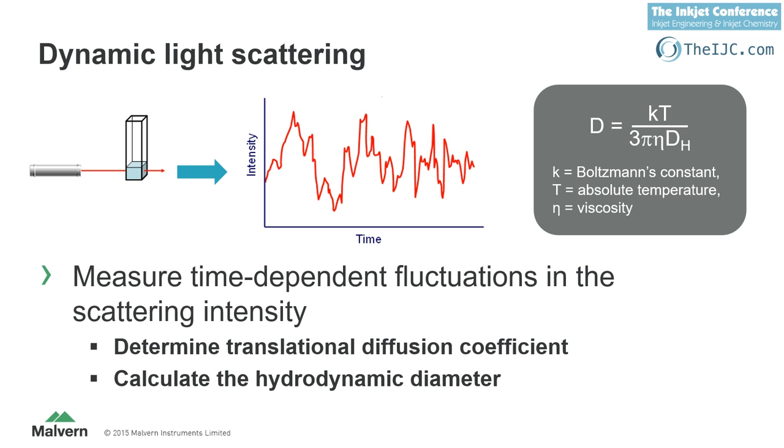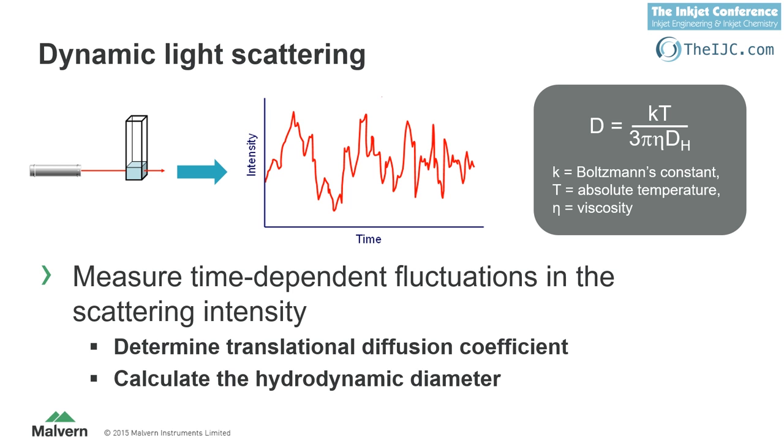How we go about doing that gets a little bit more complicated. So again, we're illuminating a cuvette with a suspension of particles in it. What we measure is the intensity of scattered light at a particular angle, and we look at how that intensity fluctuates with time. So the time-dependent fluctuations in the intensity give us what's called the translational diffusion coefficient. Basically it tells us how quickly the particles are moving around.